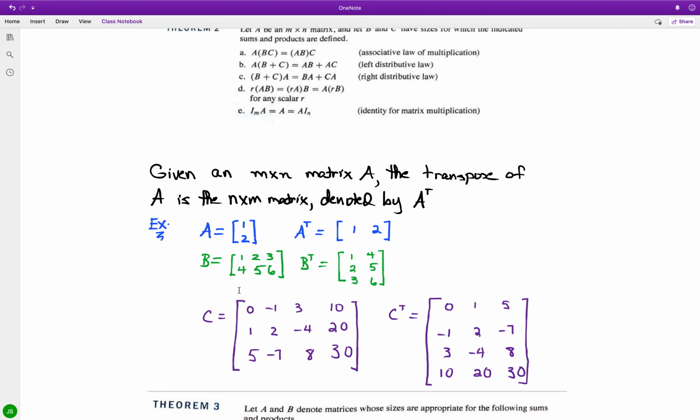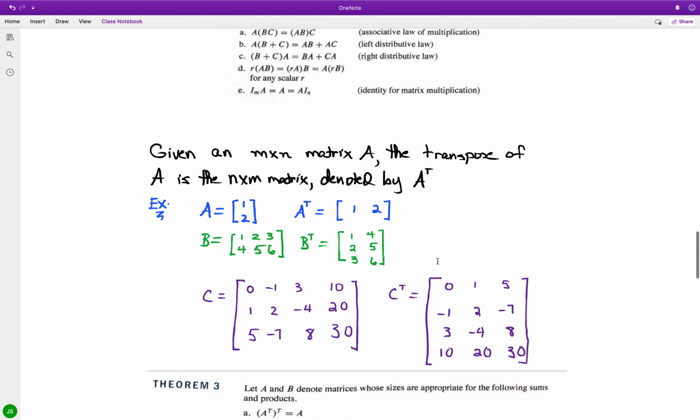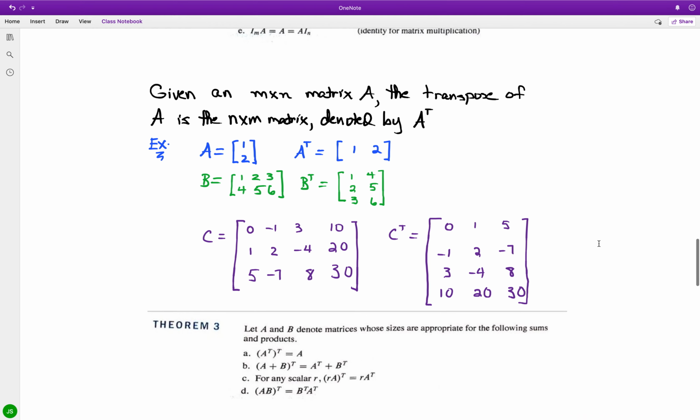And for B, we are given a 2 by 3 matrix. The transpose BT is going to be a 3 by 2. So the first column becomes the first row and vice versa. So you have 1, 4, 2, 5, 3, 6. And with C, you have a 3 by 4 matrix, and the transpose is going to be a 4 by 3. So for instance, the first row in C, the transpose is going to be the elements in the first column, and the second row leads the transpose to the second column, the last row to the last column, same elements.